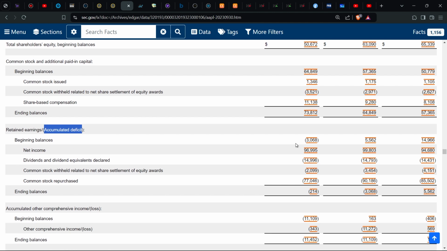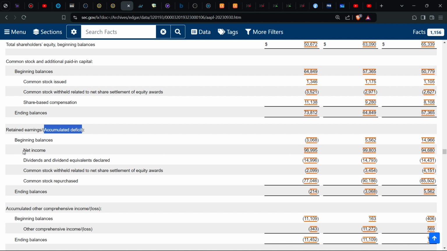So the beginning balance is here. You can see this was already a deficit from the previous financial year. At the end of the previous year, there was a deficit of 3 billion, which was carried forward into the latest financial year as a beginning balance.